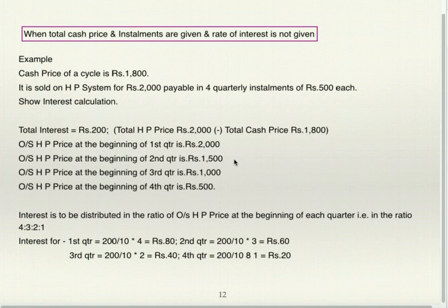2,000 is to 1,500 is to 1,000 is to 500. So ratio is 4 is to 3 is to 2 is to 1. In this ratio, total interest 200 is to be distributed. So interest for first quarter is 200 divided by 10 into 4, which is 80. Interest for second quarter is 60. Interest for third quarter is 40. And interest for fourth quarter is 20.